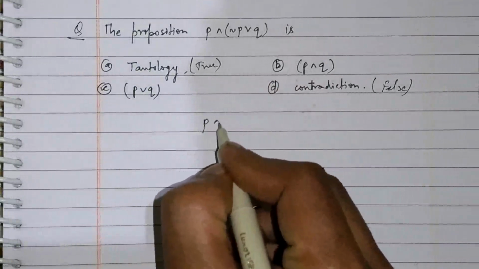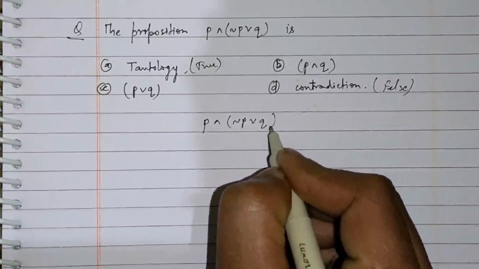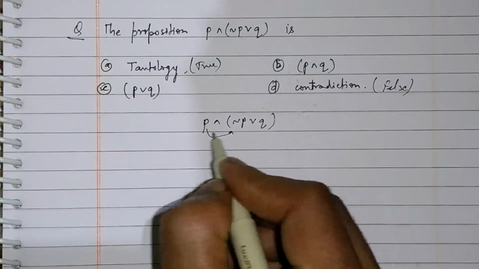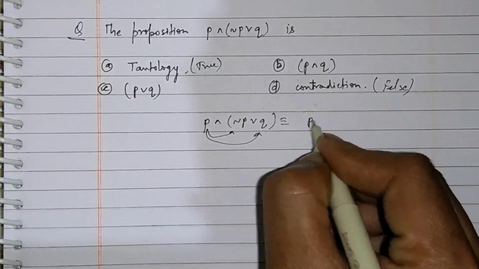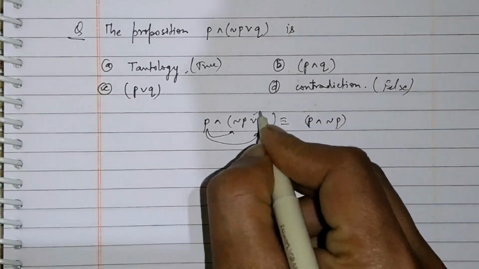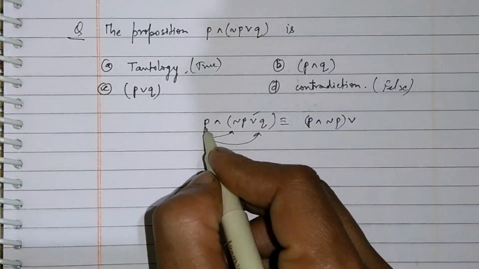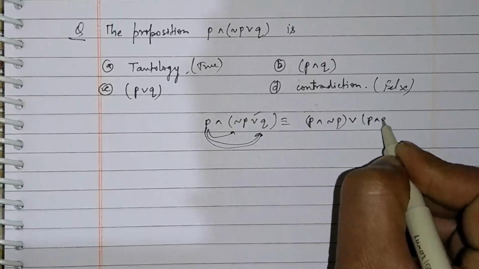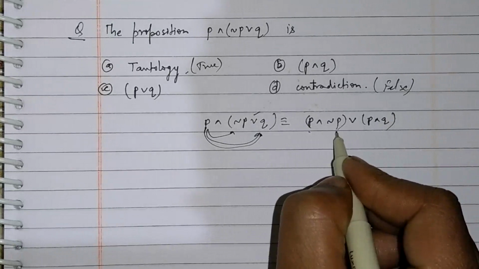P and (not P or Q). We will apply the distributive law to both, which is equivalent to (P and not P) or (P and Q). This is the OR symbol, we will write it as it is. Now P is applied to Q: P and Q, and not P and P.